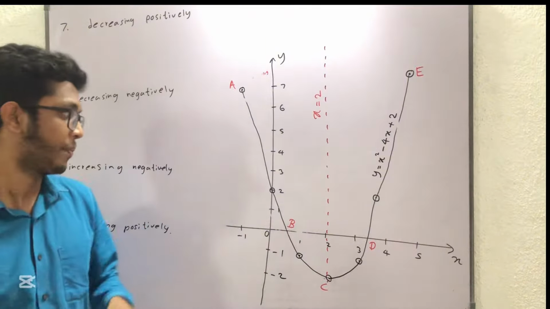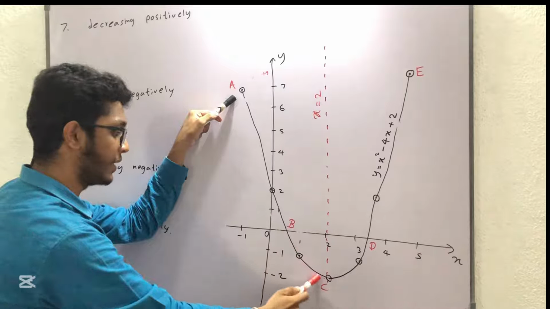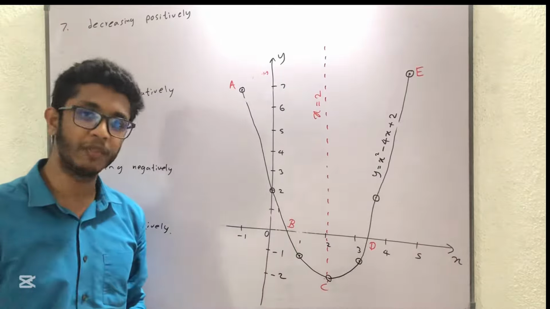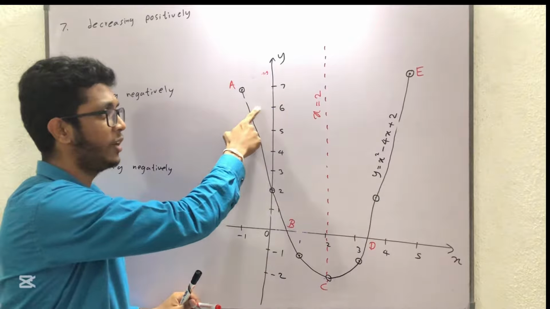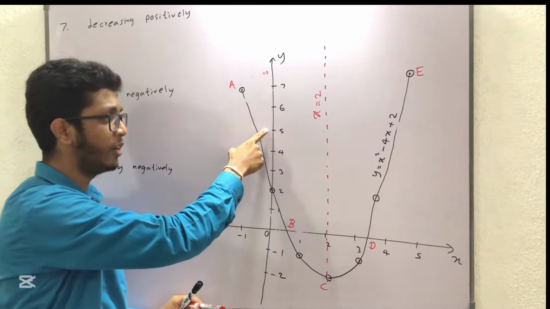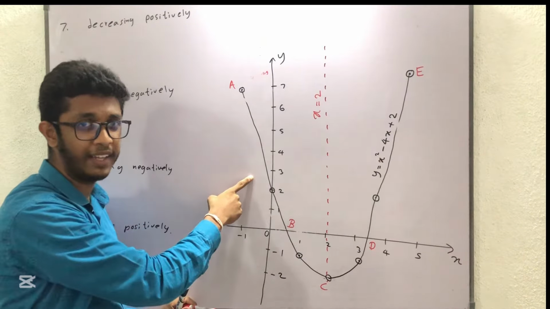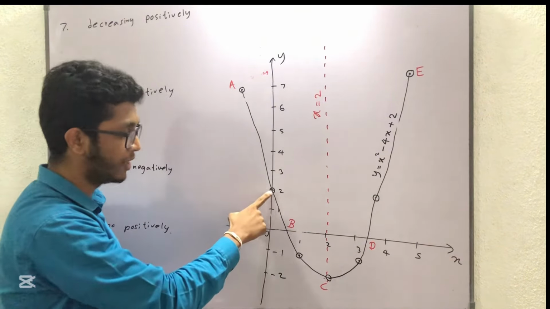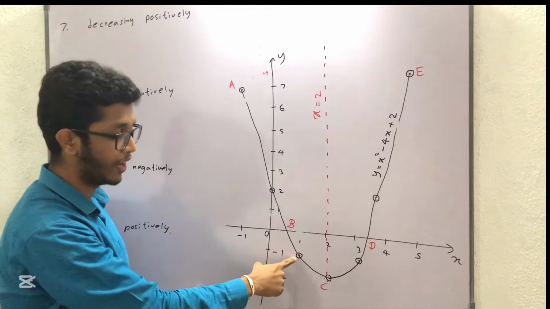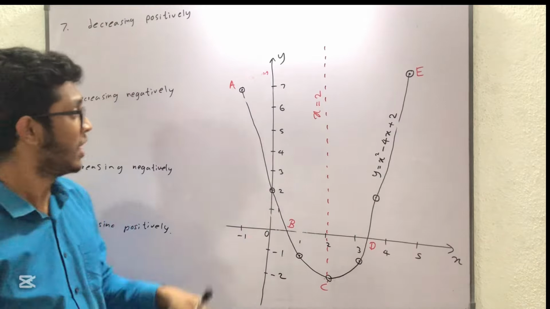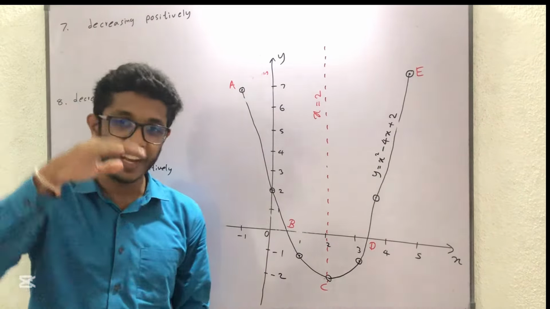So in this graph, starting from A to C, what happens to the y value? Here the y value is 7. At this point y value is 6. At this point y value is 5. Likewise you can see the y value of this part is decreasing. Here the y value is 2, y value is 1, y value is 0, y value minus 1, y value minus 2. So in this AC part of the graph, y value decreases.